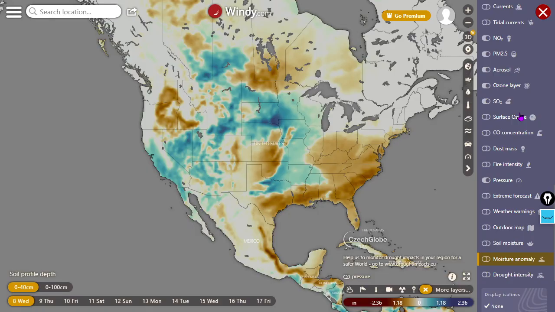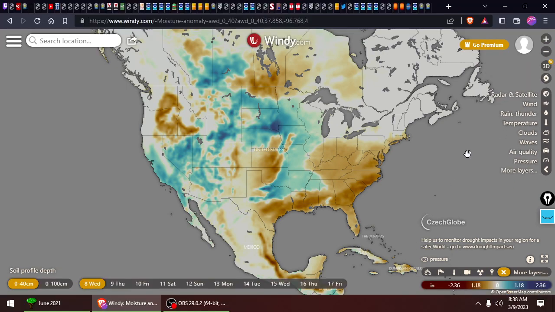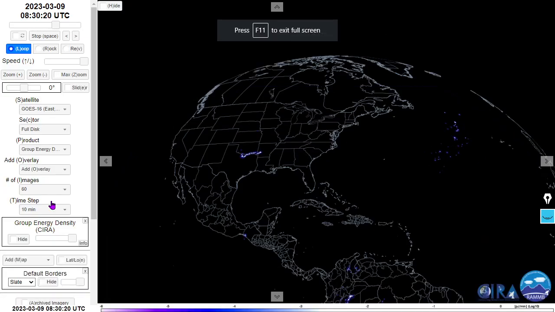And let's move on to our windy.com map. If you're not familiar with windy.com, they've got a great mobile app. Perhaps check that out. We're looking at the global data here, moisture anomaly. Those are the wettest and driest parts of the U.S. You can see the Gulf Coast and the southeast coast kind of dry. The north central part of the country kind of wet. And California's drought has ended in spectacular fashion.